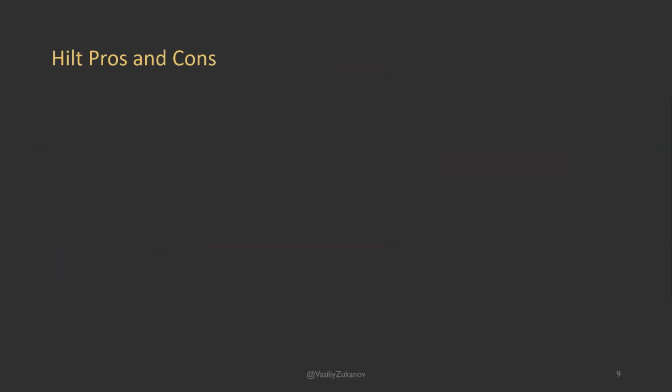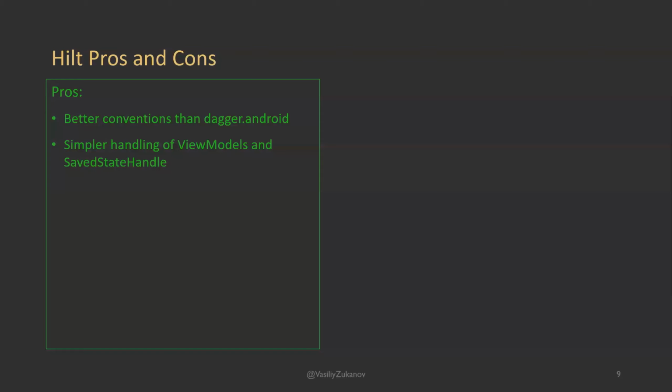Okay, most importantly, Hilt pros and cons. The benefit is that Hilt provides better conventions than Dagger Android. It's not difficult. Dagger Android was absolutely horrible, so that's not a big thing. It simplifies, as you've seen, by a lot the handling of view model and saved state handle. So if you are using view models, then you will probably like Hilt because you don't need this multi-binding and you don't need to deal with assisted injection yourself. Much simpler. I just don't use view models, so that's not my problem.